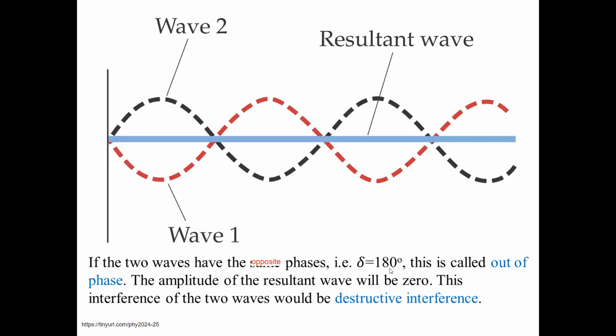Now the other extreme is if theta is equal to 180 degrees, out of phase, or opposite phase. Then when wave 1 has a maximum, wave 2 will have a minimum, so the two will cancel out totally. This is called destructive interference.